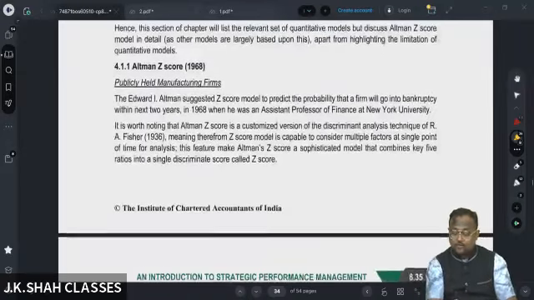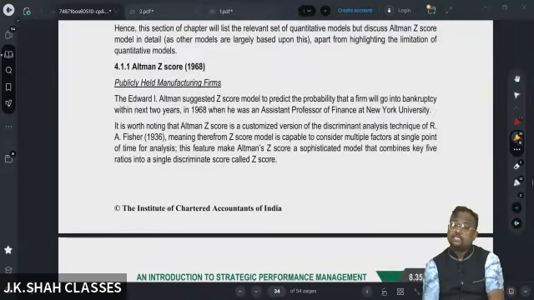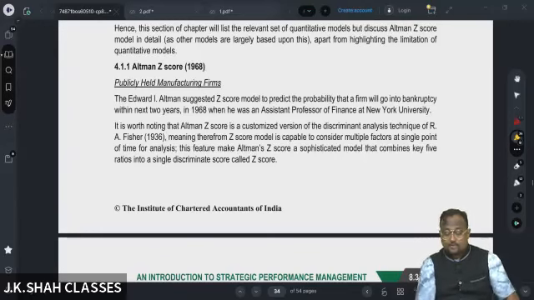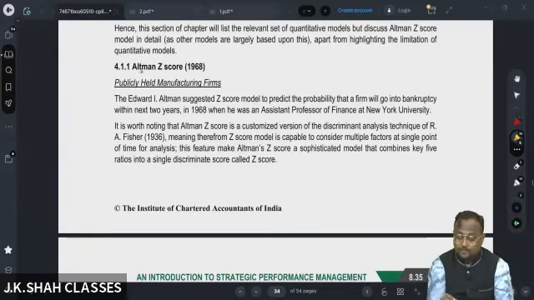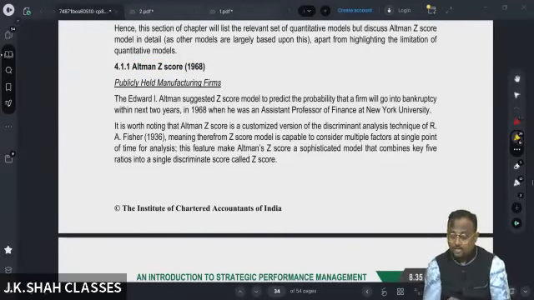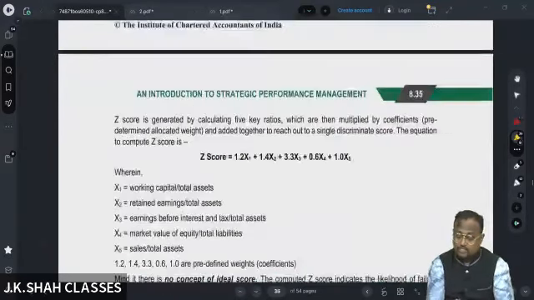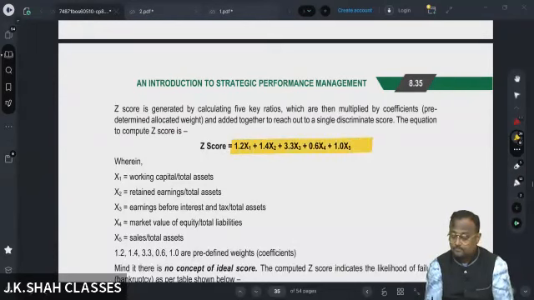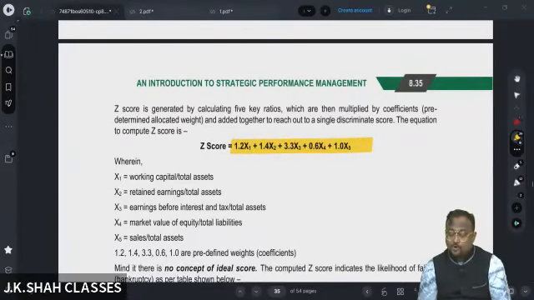अच्छा, क्वांटिटेटिव में इन लोगों ने कुछ मॉडल्स दिए हैं, ऐसे का ऐसे हम लोगों को यूज करना है, अपना दिमाग लगाने का नहीं. Altman Z score. Altman Z score के हिसाब से you're supposed to calculate your answer in this manner: 1.2x1, 1.4x2, 3.3x3, 0.6x4, 1x5.